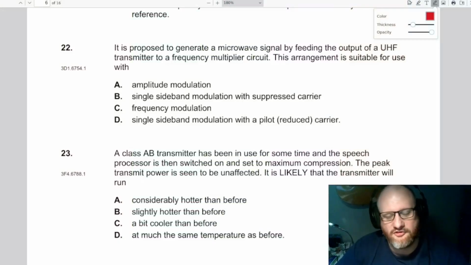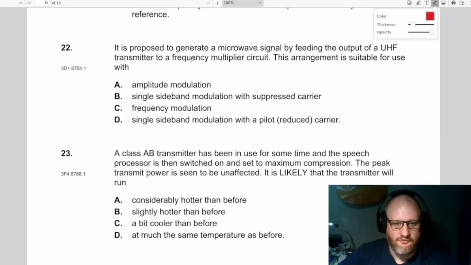Today we're looking at the full license mock examination number 1, version 1.6, and we've reached question 22, which reads: it is proposed to generate a microwave signal by feeding the output of a UHF transmitter to a frequency multiplier circuit. This arrangement is suitable for use with A. Amplitude modulation, B. Single sideband modulation with suppressed carrier, C. Frequency modulation, or D. Single sideband modulation with a pilot (reduced) carrier.